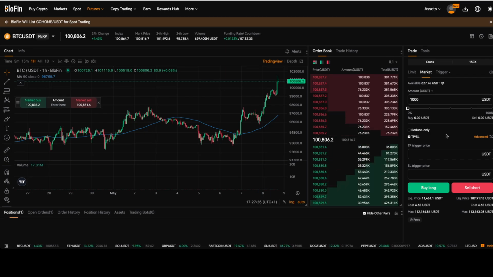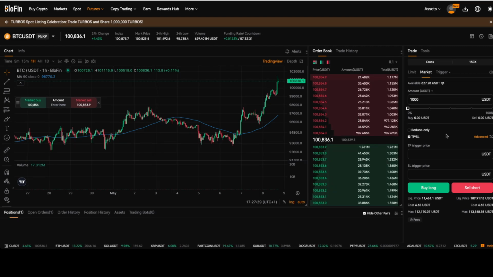Majority will use market orders. Market orders basically mean we're going into the market right now at the current market value. Down here you have buy long, sell short. Buy long basically means you're betting the price goes up. Sell short, you're betting the price goes down.